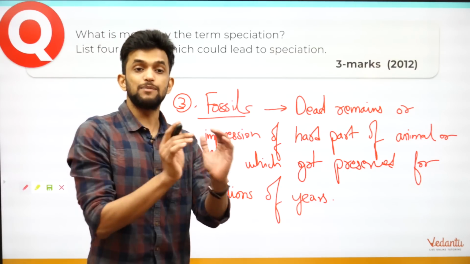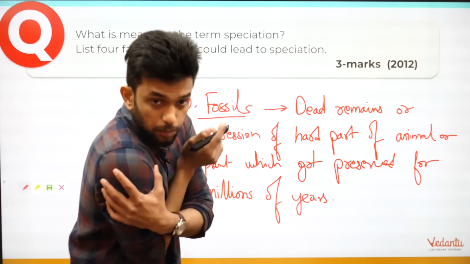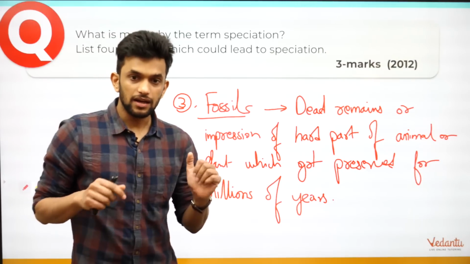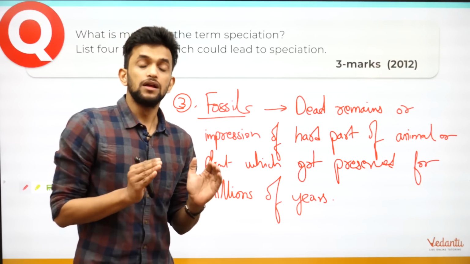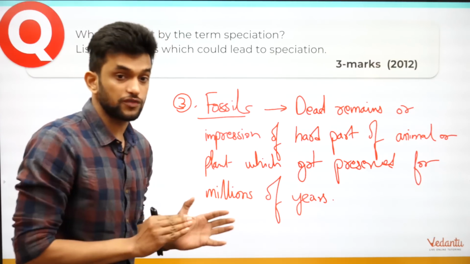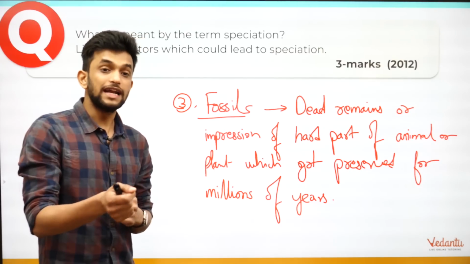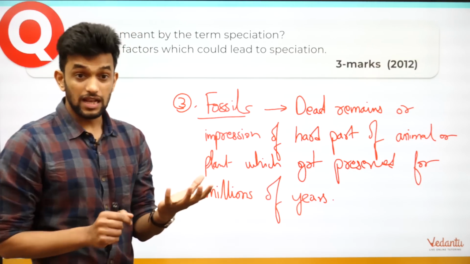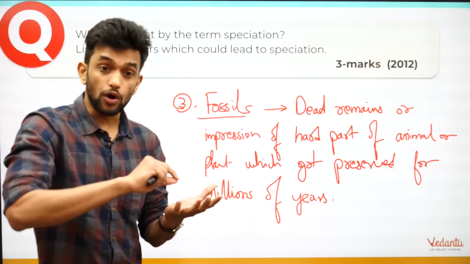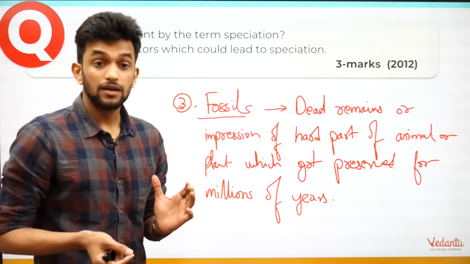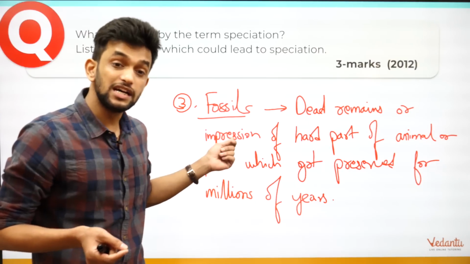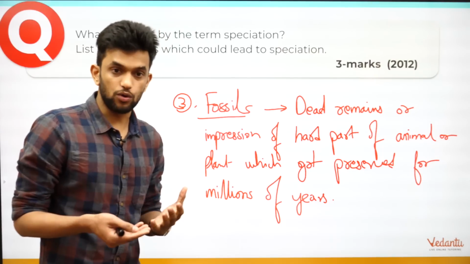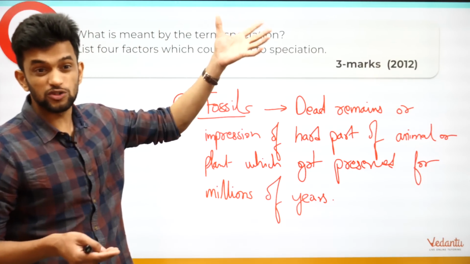Fossils are dead remains of plants and animals, or their hard parts, which got preserved for millions of years. So how do I know how old it is? By carbon dating. Whenever I get a fossil, I do chemical tests on it, and after that I get to know what year it belongs to. So that's how I can figure out that this organism was living 3000 years ago.